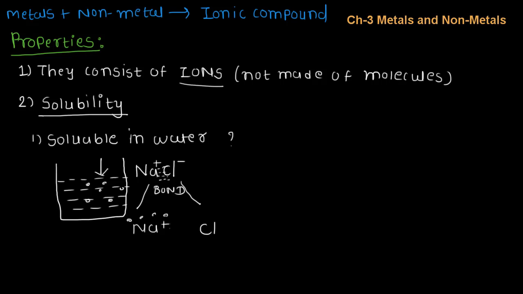Then water molecules will surround the sodium ion and chlorine ion, and then they will dissolve in water. So, ionic compounds or electrovalent compounds are soluble in water. We call this property the dielectric property. It means the property of breaking the ions from the compound. Water has a very high dielectric property.